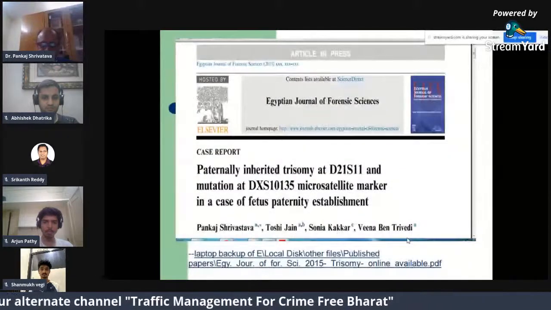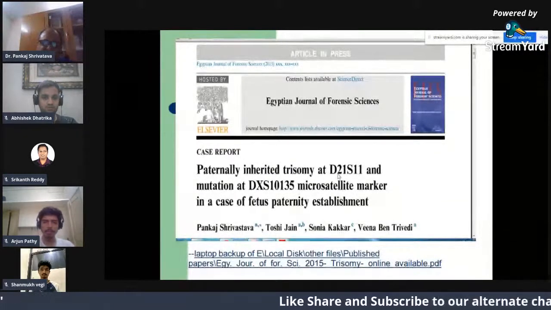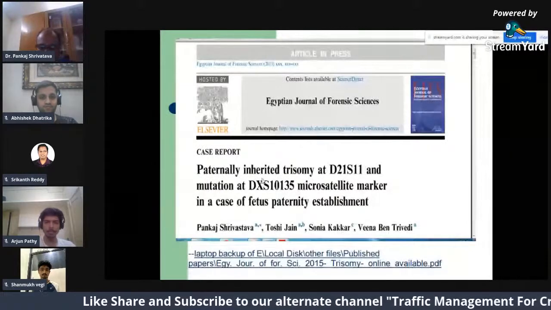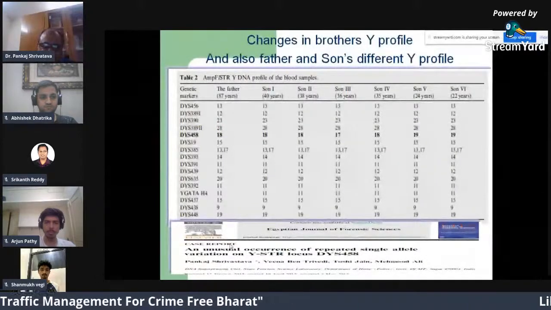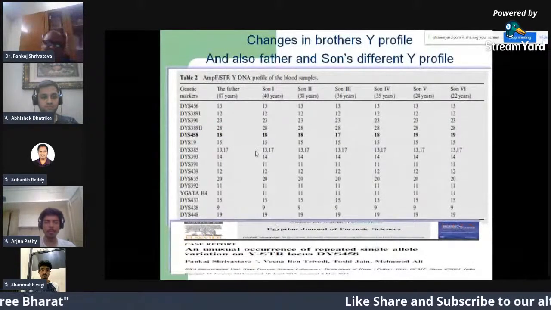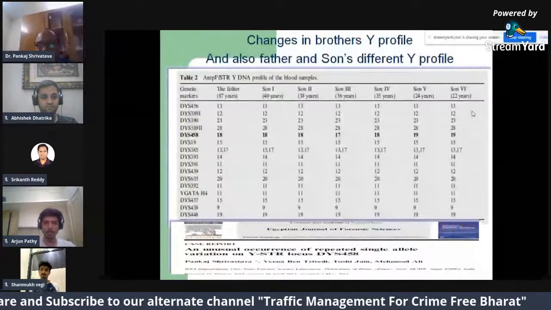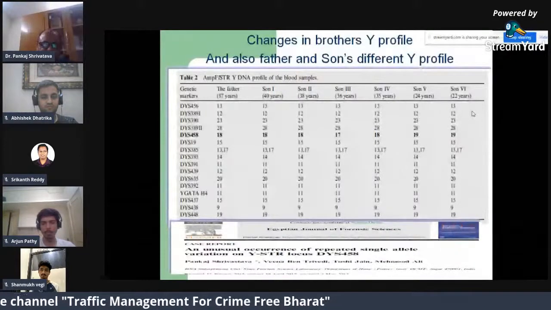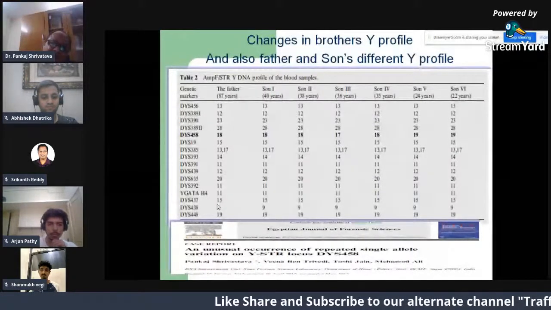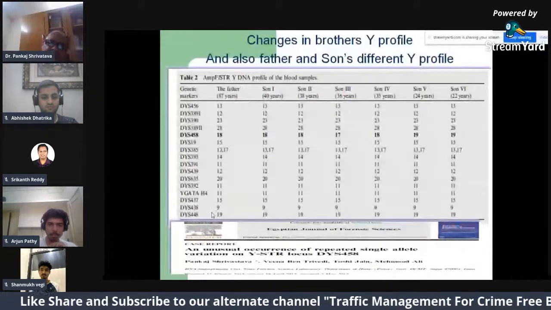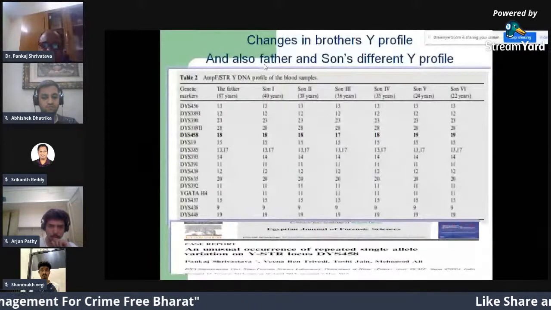This is one of the same things which I observed in D21S11. This I published somewhere around 2015. Now, this is another important case which we published in the Egyptian Journal of Forensic Science. As I said, the DNA profile of all paternal lineage males is the same. But this was a case of sexual assault, where the allegation was against a father and his 6 sons. All were suspects in this case.